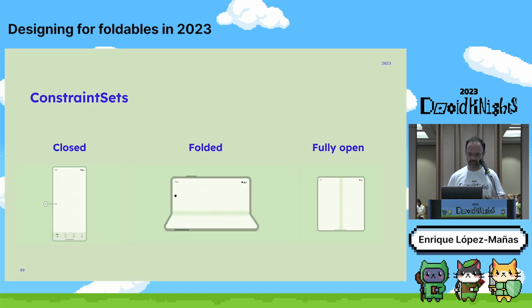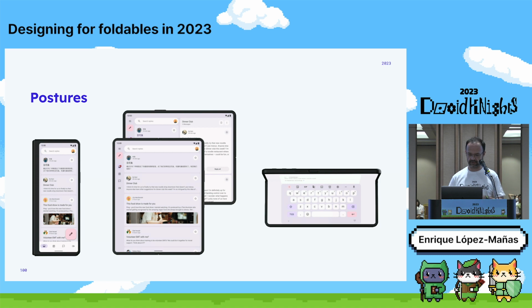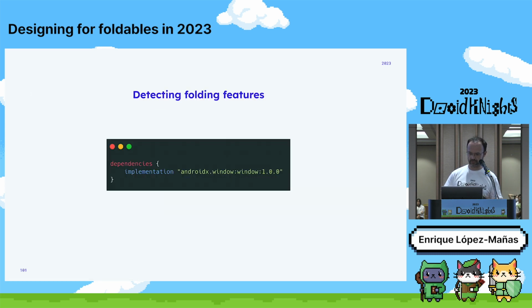Constraint sets. It could be interesting for us to identify the constraint set of the device, meaning if the device is closed or folded or fully open, and that's something that is fairly simple to do. Of course, based on this, then we can identify if we have a book that is open, we want to display both the first and the second page, or we want to display the index on the left side. That depends on what you want to do.